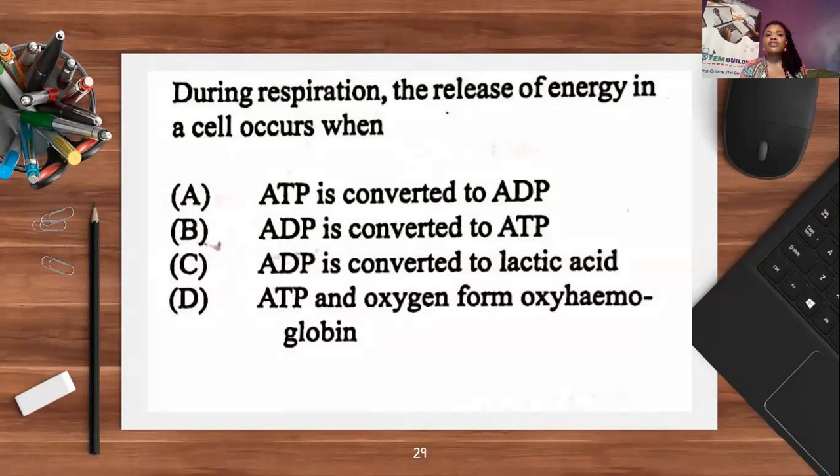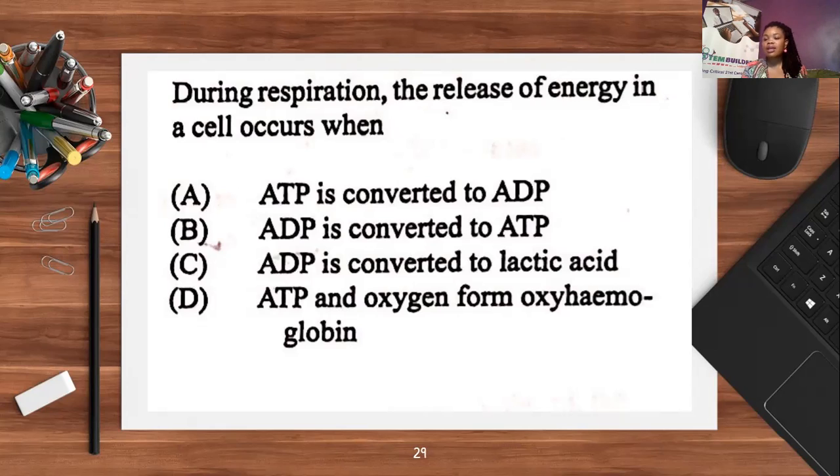During respiration, the release of energy in a cell occurs when? This is a very important concept. You have energy creation, which we kind of focus on in terms of making ATP. But what happens to ATP when it releases the energy? It actually is converted back to ADP, because the energy is stored in the 3rd phosphate. So if you did not know before, understand this now. ADP stands for adenosine diphosphate, which means 2 phosphate molecules, while adenosine triphosphate is ATP, which is 3 phosphate molecules.